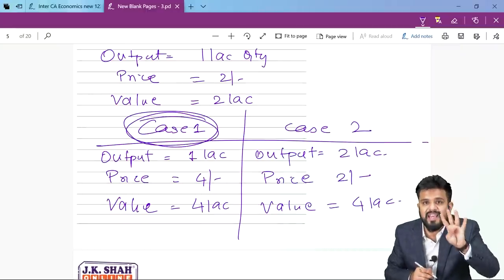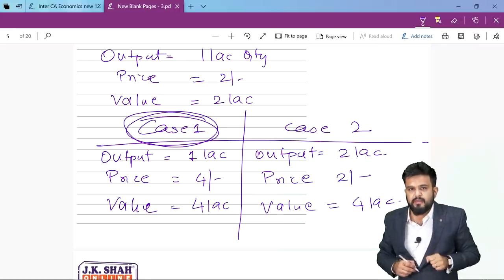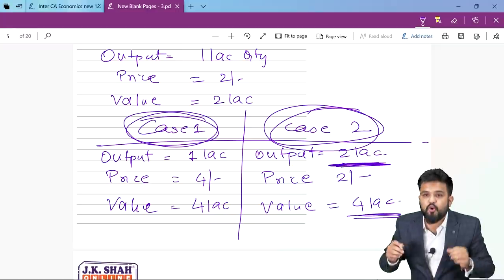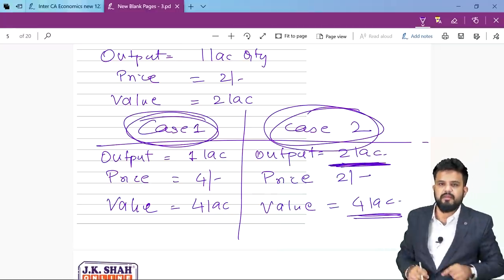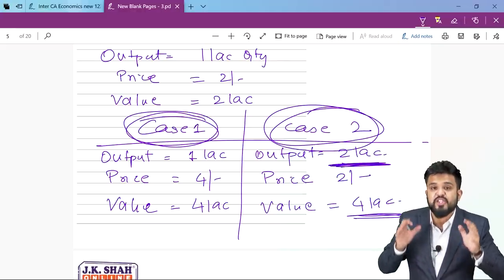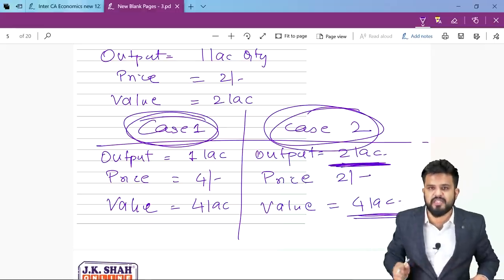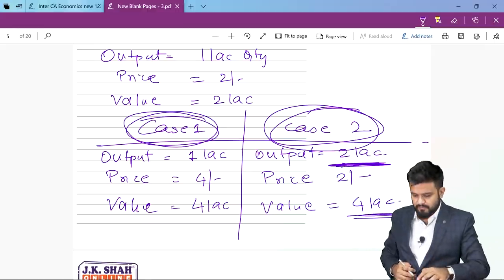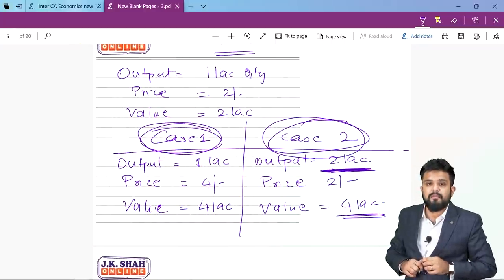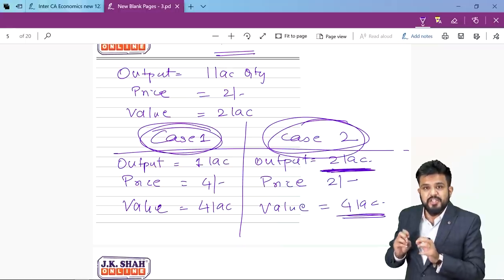in first case, 4 lakh is because of change in price, nominal GDP. And in second case, 4 lakh is because of change in output, real GDP. So, because of change in price, when national income or GDP changes, it is nominal, and because of change in output, if GDP changes, it is real. So, please remember, real GDP is inflation adjusted GDP.